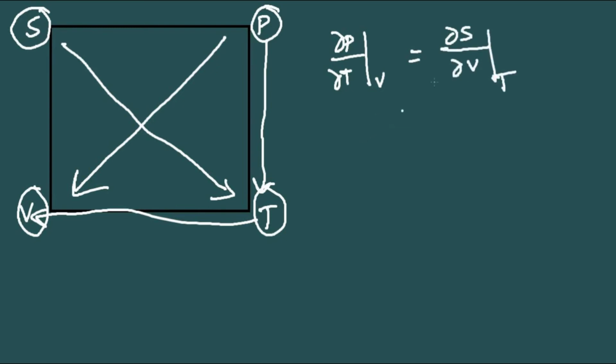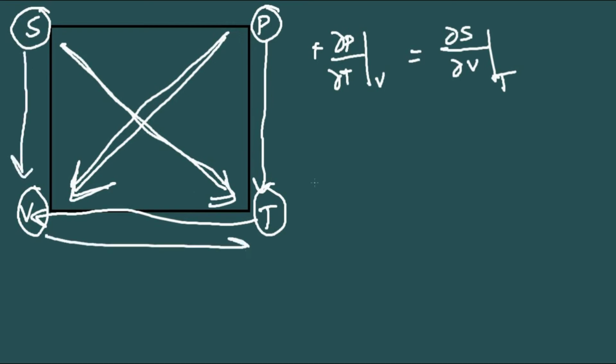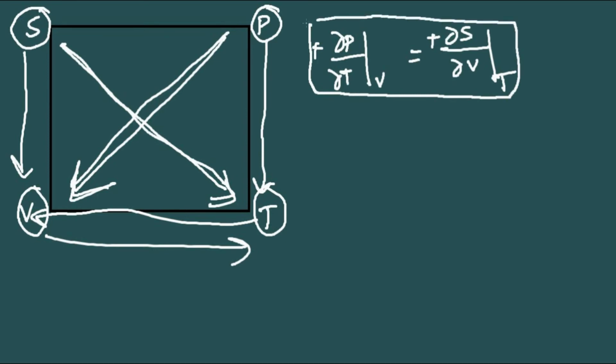So now the sign of these terms. Del P del T at constant V follows this arrow, hence it will be positive, and del S del V at constant temperature follows this arrow, hence it will also be positive. So this is the first Maxwell's relation.